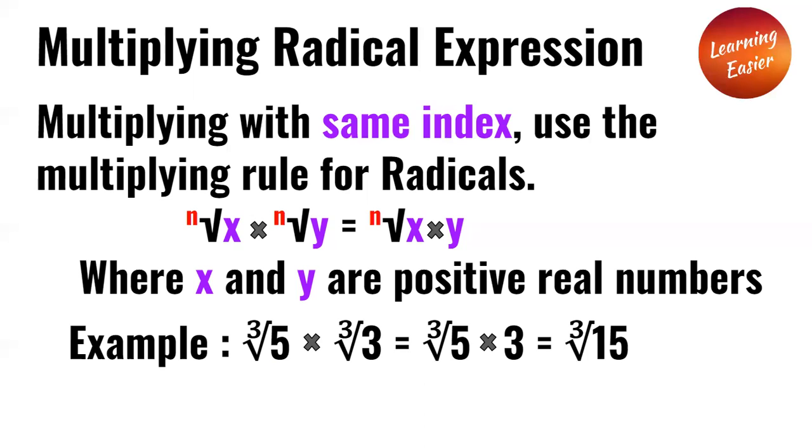An example of this would be the cube root of 5 times the cube root of 3, which is equal to the cube root of 5 times 3, which is equal to the cube root of 15. We can multiply the radicals since we have the same index.